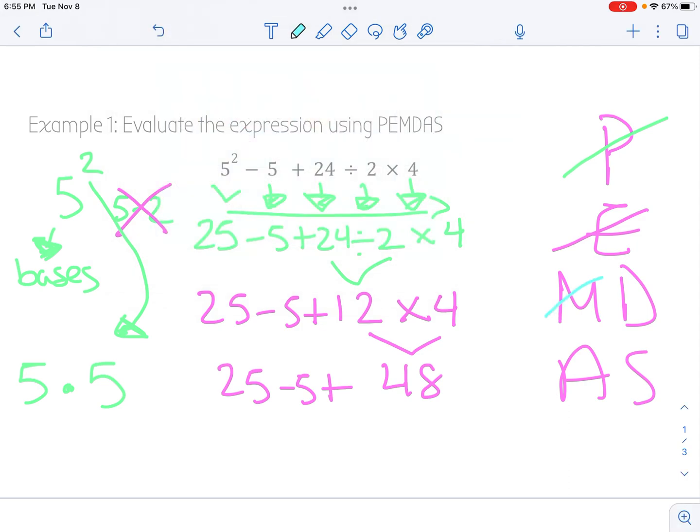So now I'm done with multiplication and division. Now I have addition and subtraction. Again, I want to do it left to right. So first I see subtraction. 25 minus 5 is 20, and I'm going to bring everything else down. And now I'm just left with an addition problem. 20 plus 48, which is 68, which is my final answer.